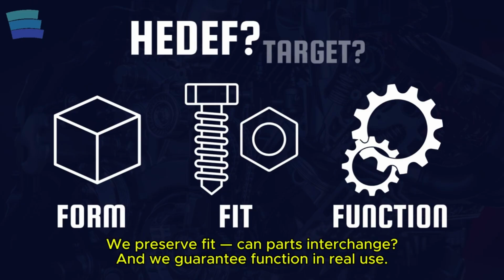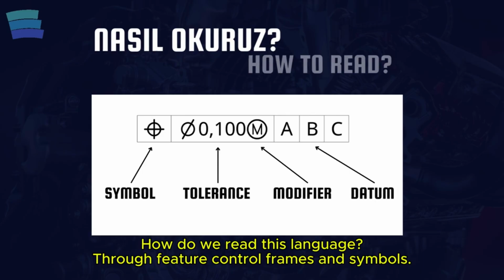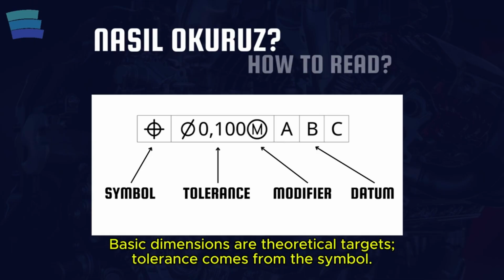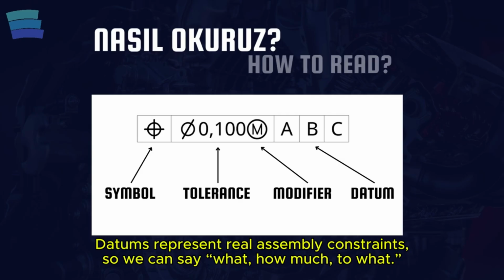How do we read this language? GD&T communicates through feature control frames, symbols, basic dimensions, and datum references. A basic dimension represents a theoretical target. The allowed deviation around it is given by the geometric tolerance symbol. Datums are references that represent the real constraints in assembly. When used together, they describe in a single line which feature, how much deviation, and relative to which references we are controlling.